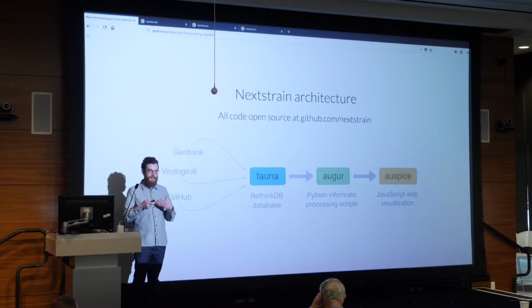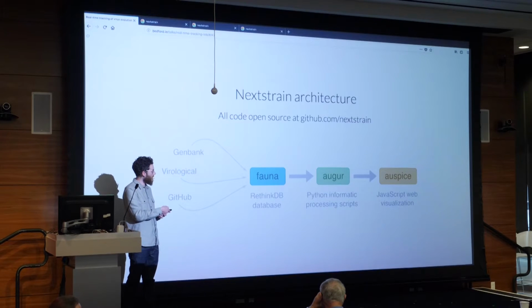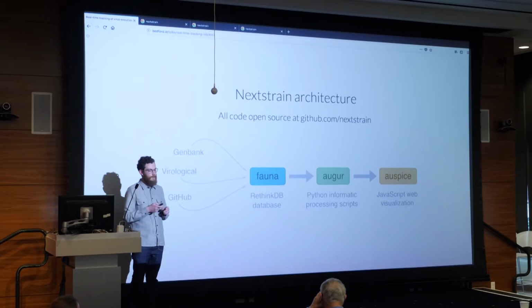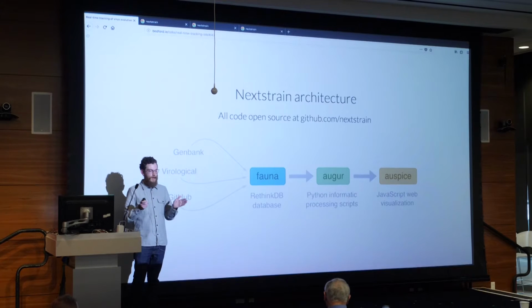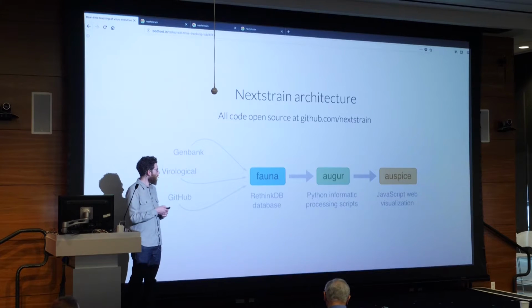Then we do an export from that database to Augur, which is our Python informatic processing scripts. This is doing things like aligning sequences to our reference genome, building a tree, estimating a molecular clock, estimating geographic spread, et cetera. So all of our models are here. We're happy with this in that we can process the 1,600 Ebola genomes in just 2 hours, making it something that you could actually run day to day as new data arrives.